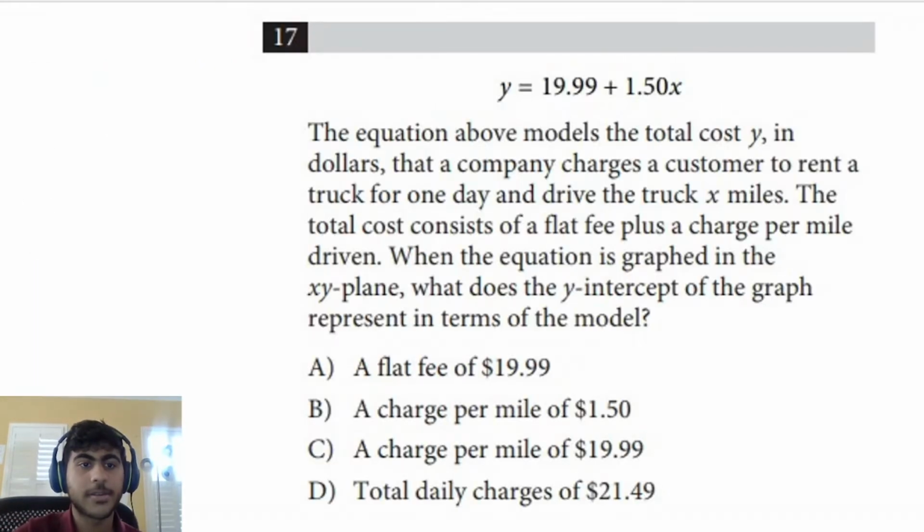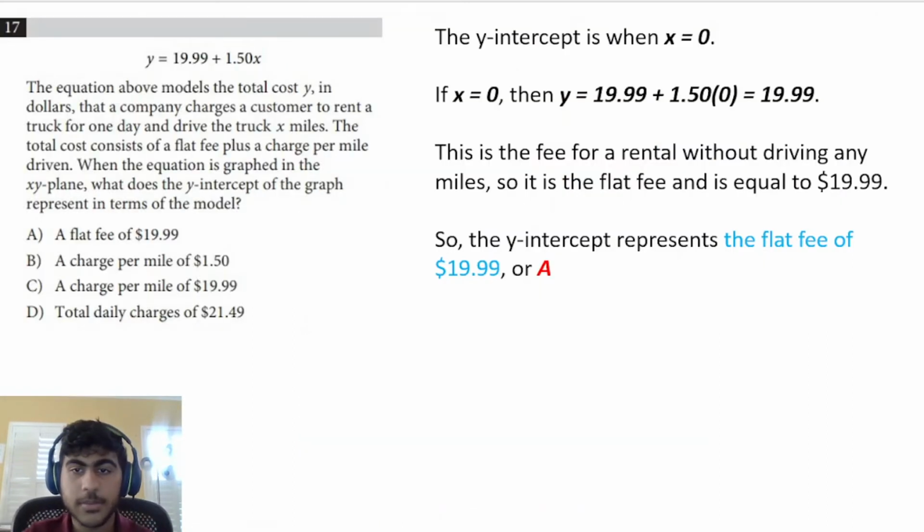Let's move on. Question number 17. y equals 19.99 plus 1.50x. And we're told that the equation above models the total cost y in dollars that a company charges a customer to rent a truck for 1 day and drive the truck x miles. Total cost consists of a flat fee plus the charge per mile driven. When the equation is graphed in the xy plane, what does the y-intercept of the graph represent in terms of the model? Well, let's see what we can do with this.